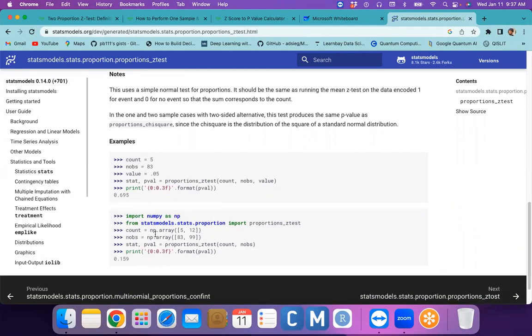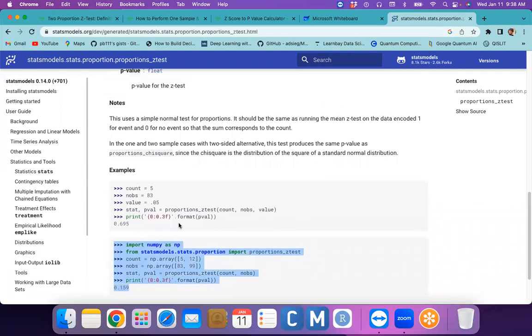So this is the two proportion z-test. Okay, this is the count, so 5 and 12. This is country 1, this is country 2 proportions. And this is country 1 number of observations, this is country 2 number of observations, and you're simply providing that count array and number of observations, and based upon that you can compare whether both proportions are the same or not. Okay, so this is for the two proportions z-test. This is for the one proportion z-test. That's it.